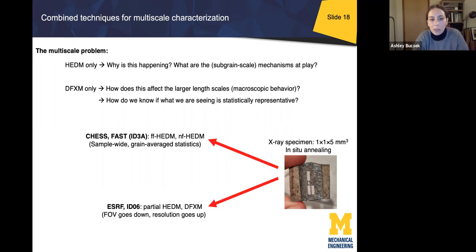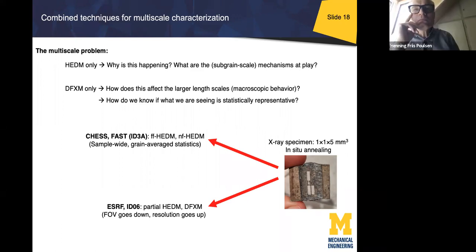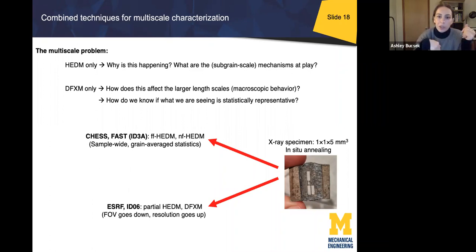And so we took these samples to CHESS and did HEDM, far field and near field, but then we also took them to ID6 and did sort of a hybrid HEDM technique that I'll talk about, plus dark field. And so this was our way of bridging the scales, where we have that high level sample-wide grain average statistical information. We know what the material is doing macroscopically, but then as our field of view goes down, our spatial resolution goes up, and then we have these data sets that can connect to each other.